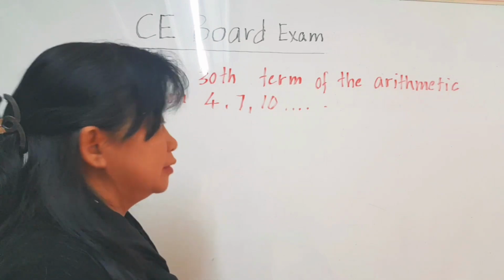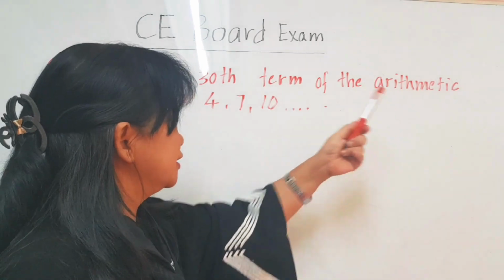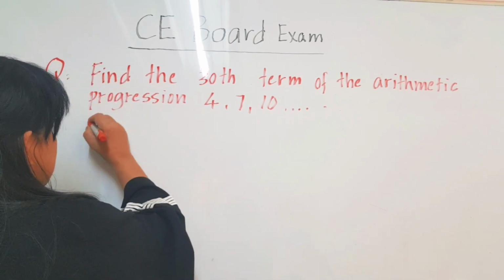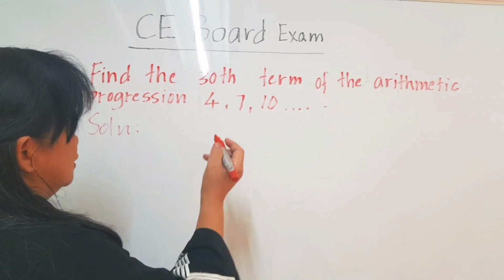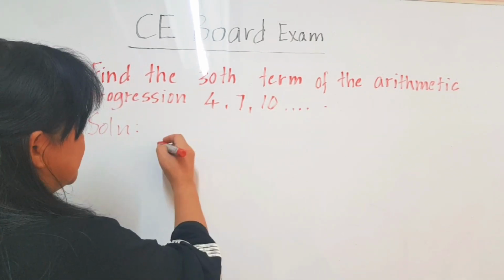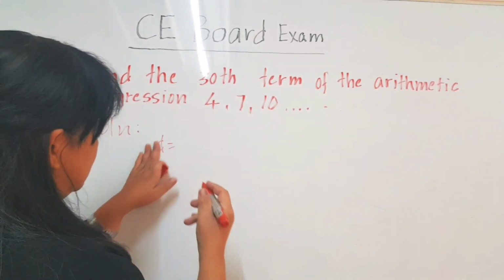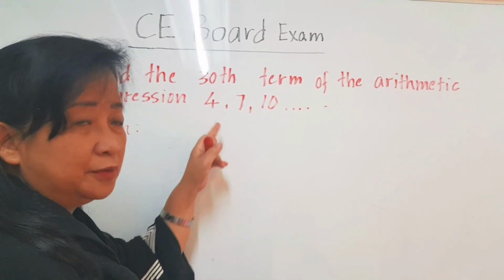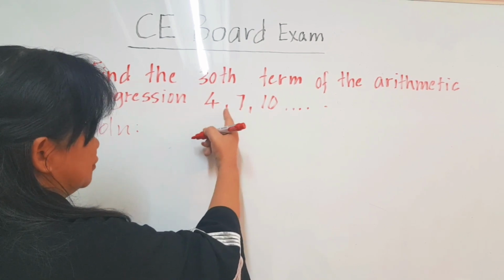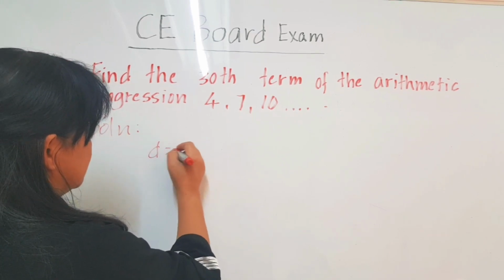Now another question for arithmetic progression. Find the 30th term of the arithmetic progression 4, 7, and 10. Now this is easy. If you need the 30th term, by inspection we know that the constant difference is equal to 3. 7 minus 4 is 3, 10 minus 7 is 3, so d is equal to 3.